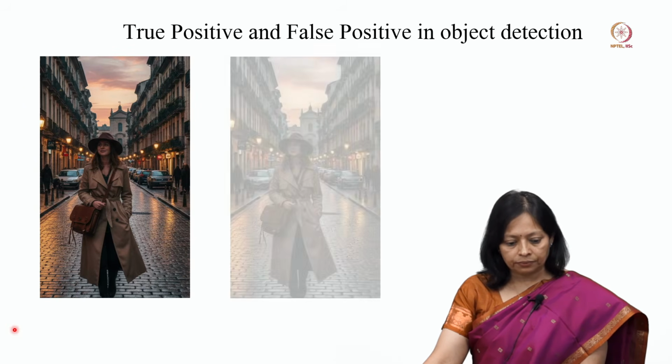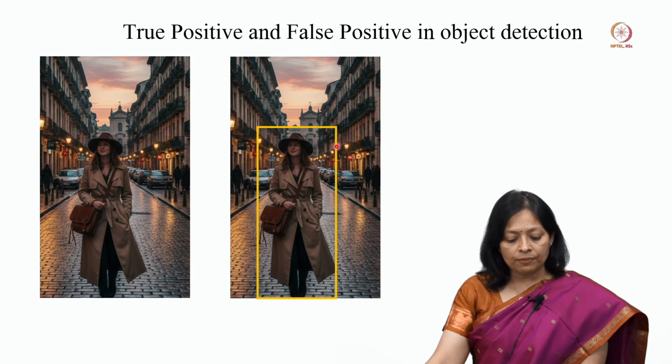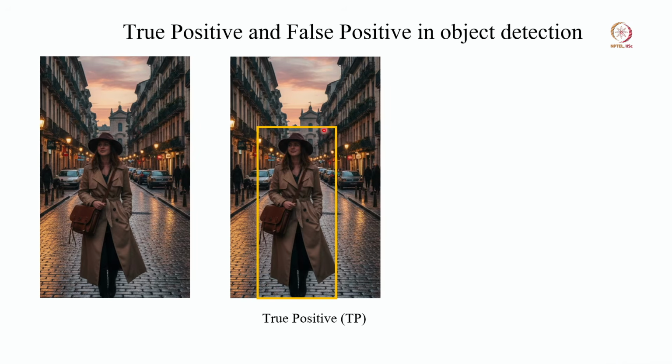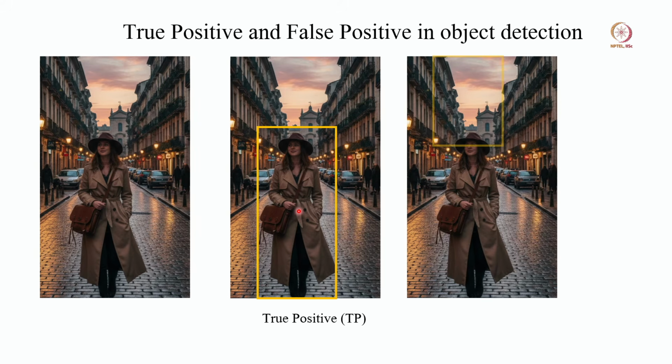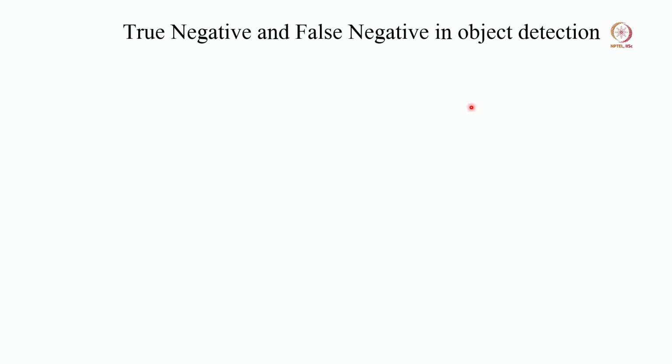Okay. Now if I have a bounding box around the figure, then this is my true positive. Okay. So the model is telling, okay, this is your region of interest, which is the human figure. If my bounding box is somewhere here, which is not the human figure, something else, that is false positive. The model is telling that this is the human figure, but actually the human figure is somewhere here, then it is falling under the category of false positive. Okay. Then what are true negative and false negative in object detection?